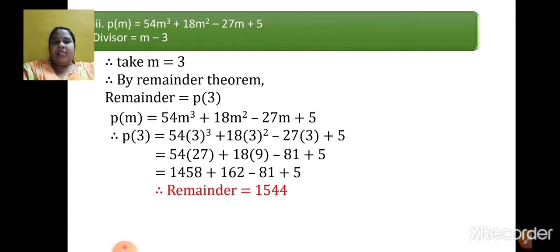So when you add and subtract, you get the remainder as 1544. I told you first only, don't be afraid of bigger numbers. You simply have to do multiplication, addition and subtraction. Okay, so what is the remainder in this case?